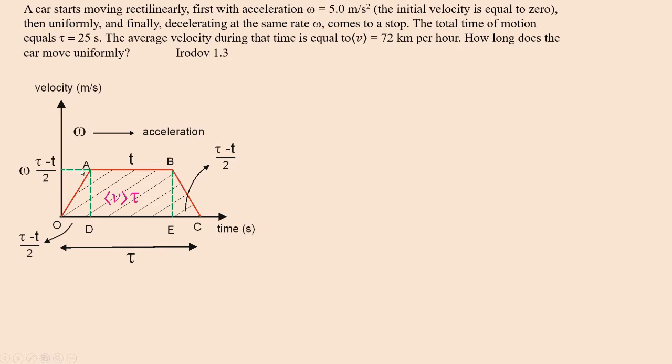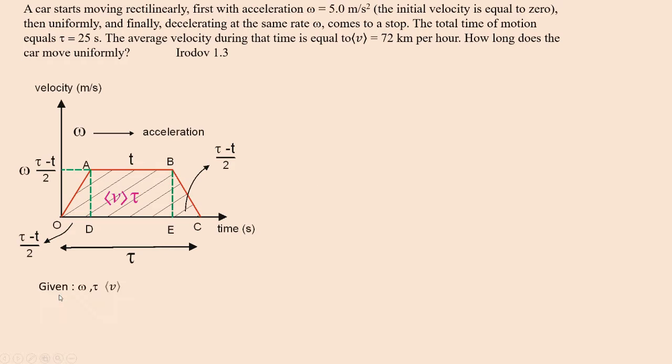Initially, uniform acceleration is represented by OA, then A to B is uniform velocity, no acceleration, and B to C is uniform retardation with the same rate as the initial acceleration. Initial acceleration and final retardation are numerically the same, and for a time t it is moving with uniform velocity. And it's given the total time of travel as tau, and the average velocity is also given.